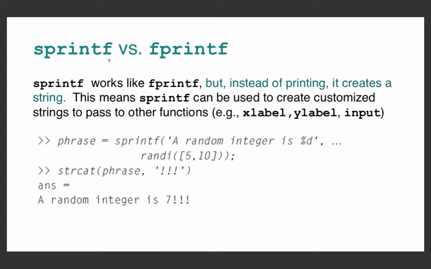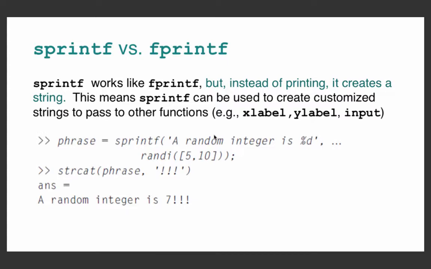sprintf doesn't print anything. It just returns the string. So it's a way of constructing, I guess, more complicated strings. So this is an example here. I want to create a string. I don't want to print this. I just want to create a string for now, which is a random integer is, with a random integer.